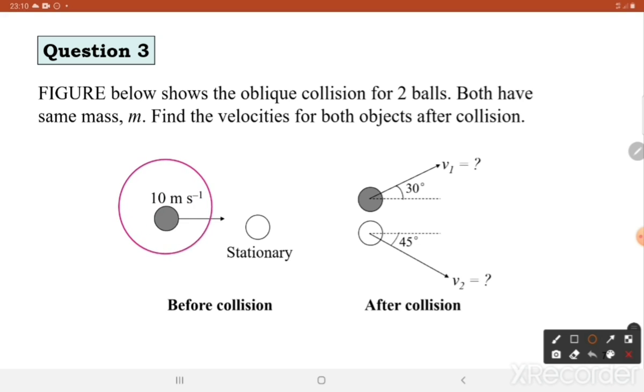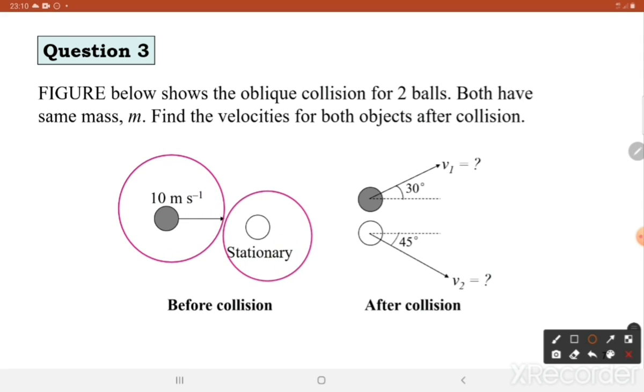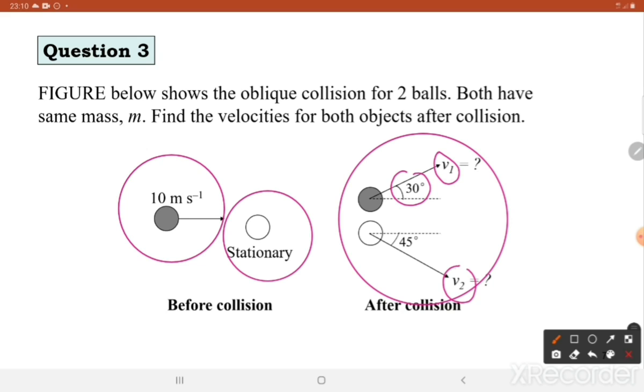the first object travels towards a stationary object, which is not moving. So this first object travels to the right with an initial speed of 10 meters per second. After that, the object collides with the stationary object, and they move separately. Object 1 travels with v1 at an angle of 30 degrees from horizontal, while the second ball travels with v2 at an angle of 45 degrees from horizontal. So find the velocity for both objects after collision.